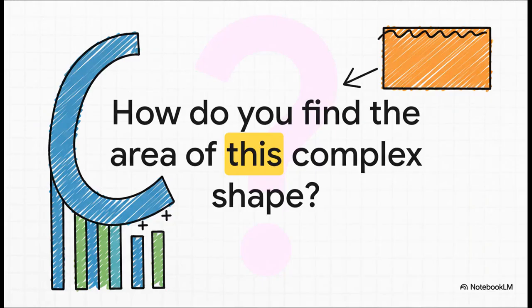I mean, think about it, right? A square. That's easy. Length times width. Done. A circle? Well, it has its own neat little formula. Pi r squared. But then, you get hit with a shape like this. It's got no neat sides, no constant radius. There's just no formula you can pull off the shelf for it. So where do you even start? How on earth do you tackle that?